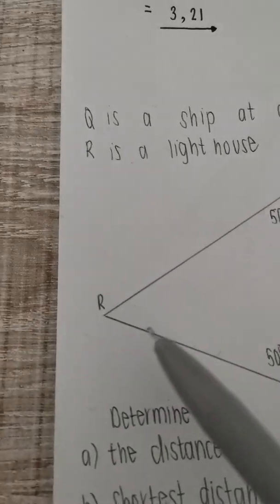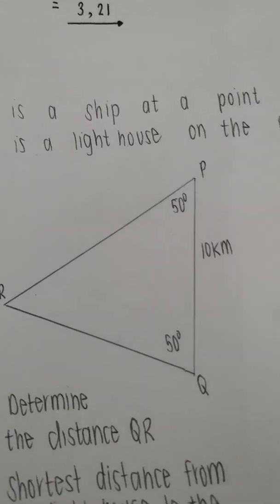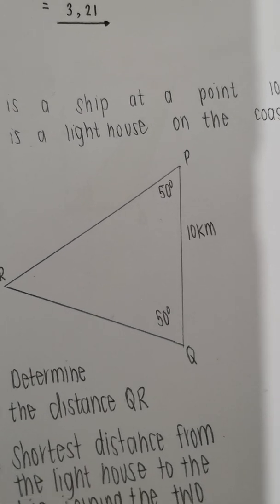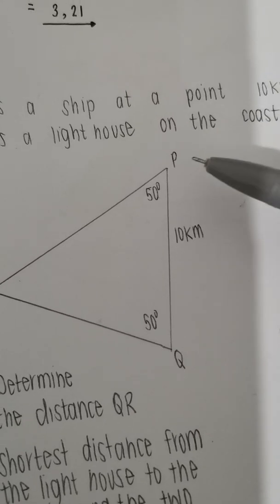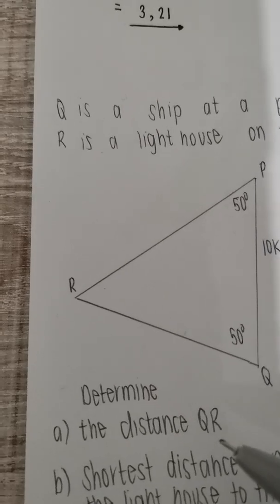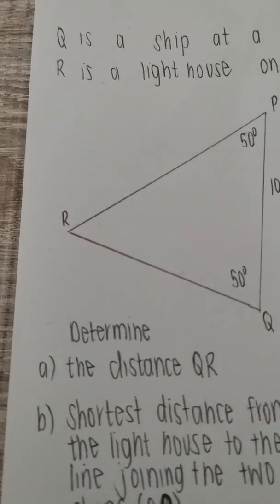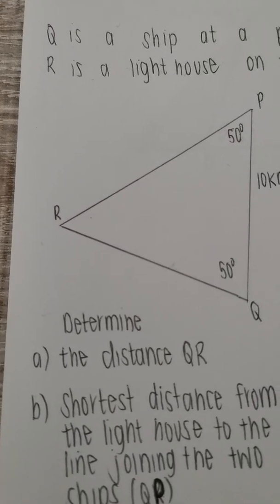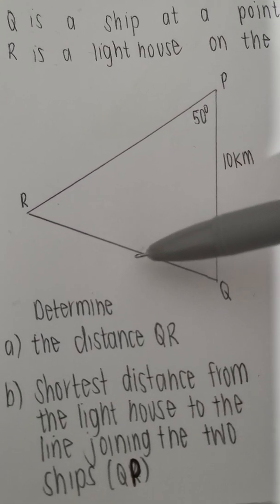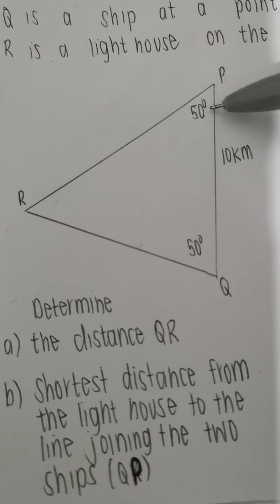Okay, so this was our lighthouse, ship, right? 50 degrees, we can see it's an isosceles triangle, and it said due south, so going downwards, there we go, 10 kilometers, right? It says the first question, determine the distance QR. Okay, now let's look at our diagram over here. QR would be this part over here.